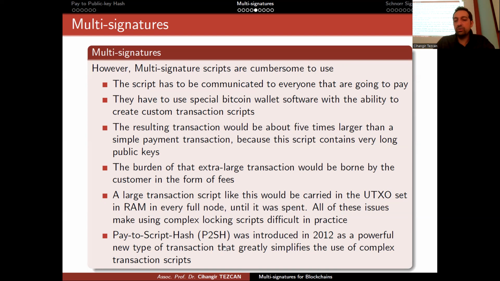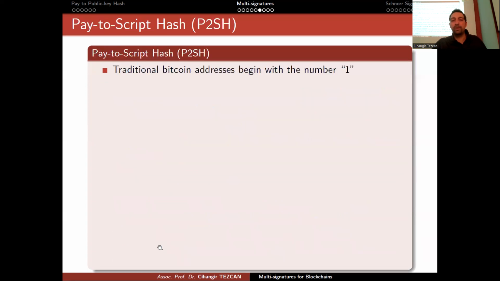Shortened as P2SH. This was introduced in 2012, as you can see 3 years later than the introduction of Bitcoin, as a powerful new type of transaction that greatly simplifies the use of complex transaction scripts. So let's see how it works. But from the name, you can understand that instead of paying to a complex script, you are actually paying to the hash of that script. Okay. So let's look at what we mean by pay to script hash.